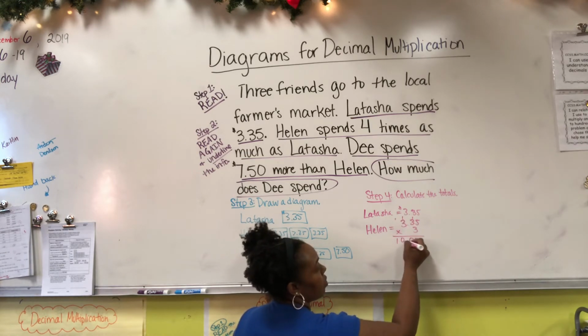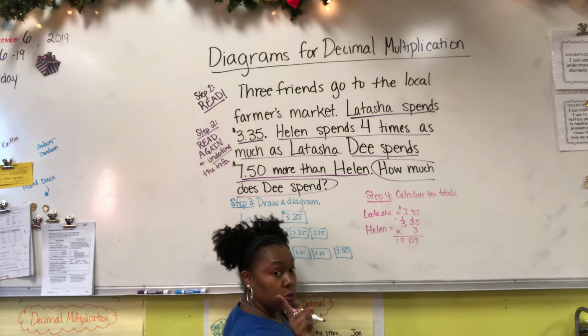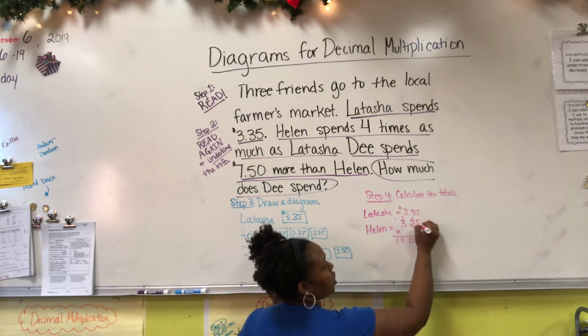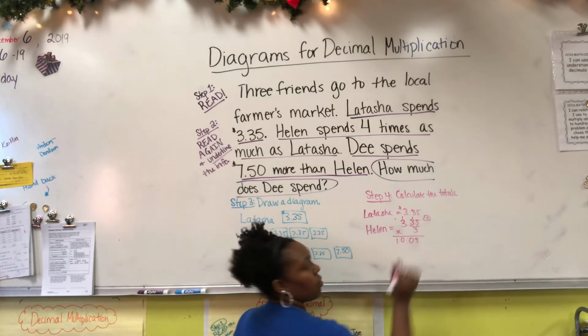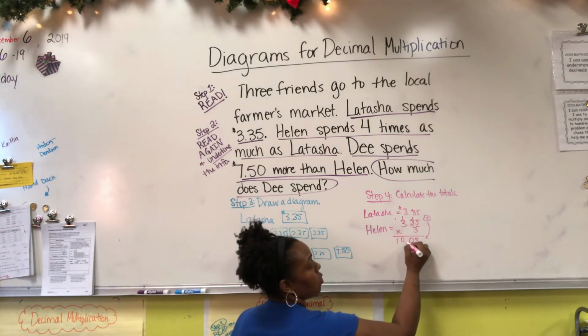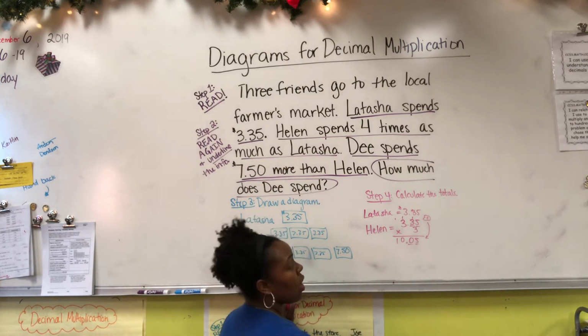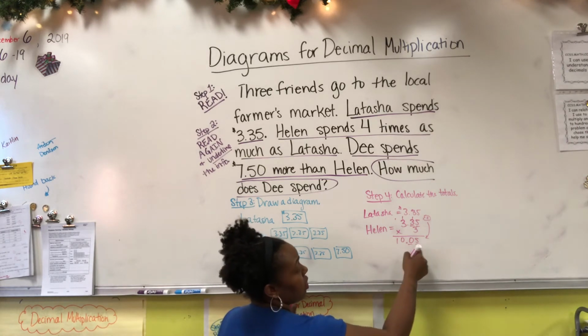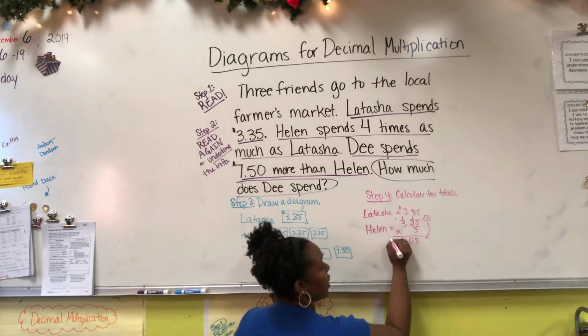that drops down. Okay? Now, here's what we need to remember. There are 1, 2 digits in the back of my brain that need to be behind my decimal. So, 1, 2, there goes my decimal. Next, this is Helen's totals. Helen spent $10.05.